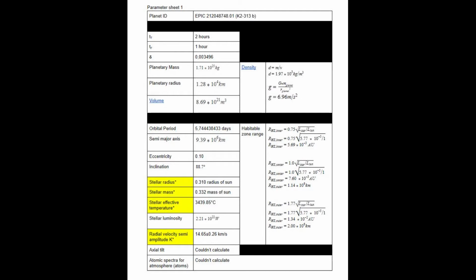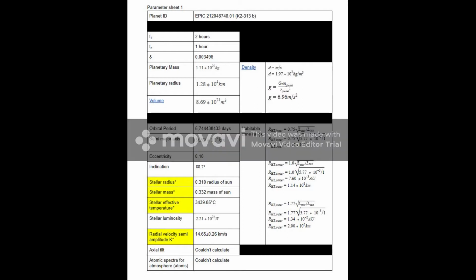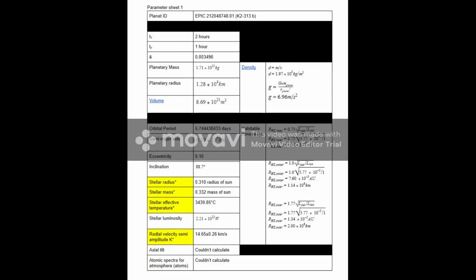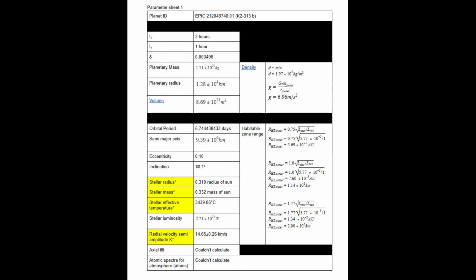Afterwards, we have the eccentricity, which determines the amount by which its orbit around another body deviates from a perfect circle. So, yes, 0.1. Inclination, which is at 88.7 degrees. We have the stellar radius, so the radius of the star, and it's around 0.3110 radius of our sun. The stellar mass, which is also around 1/3 of our sun, so at 0.332 mass of our sun.